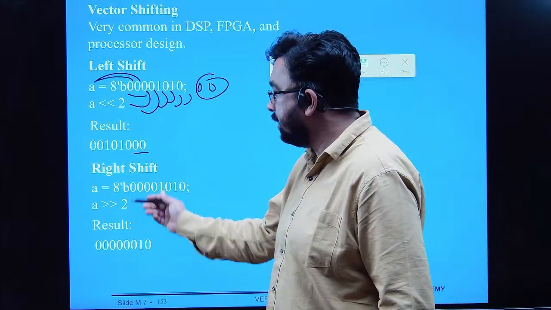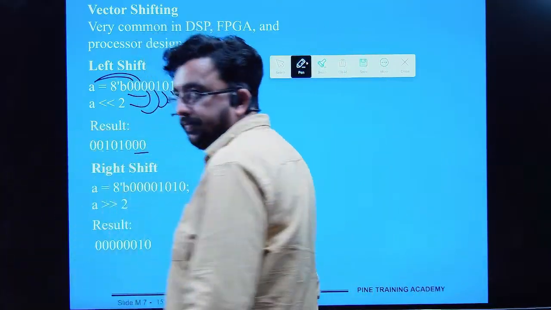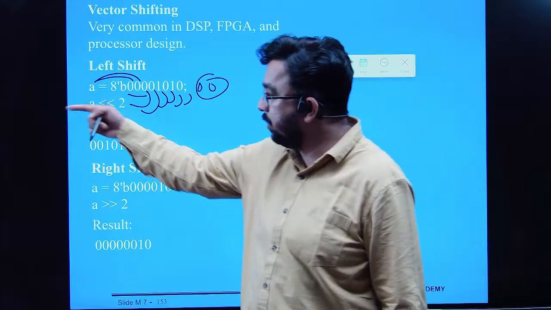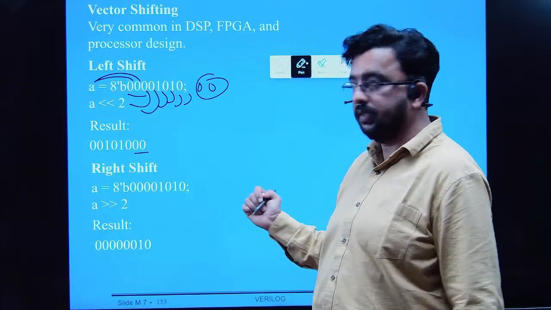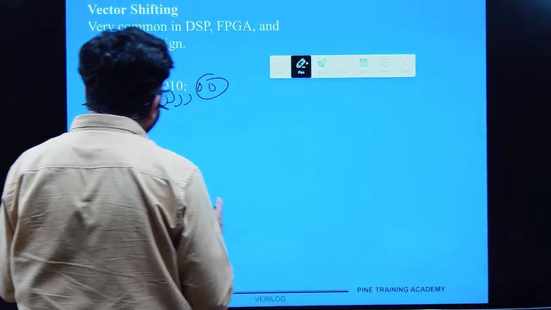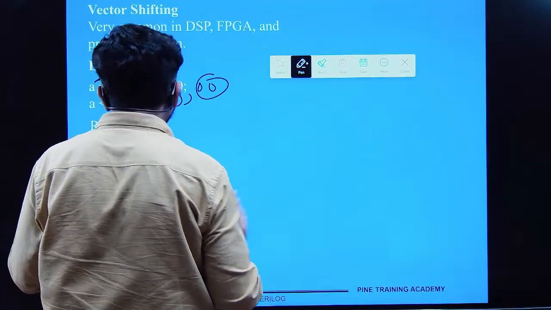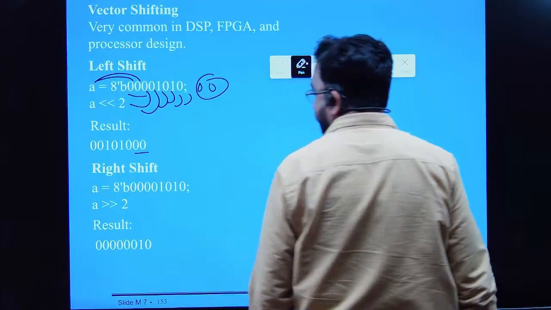Similarly, this is called your left shift and this is called your right shift. When you look at any operator in front of you like this, this is your right shift and this is your left shift.